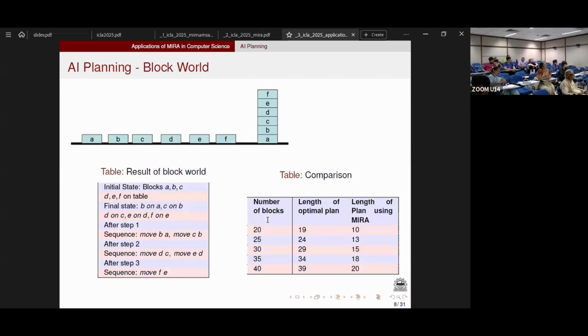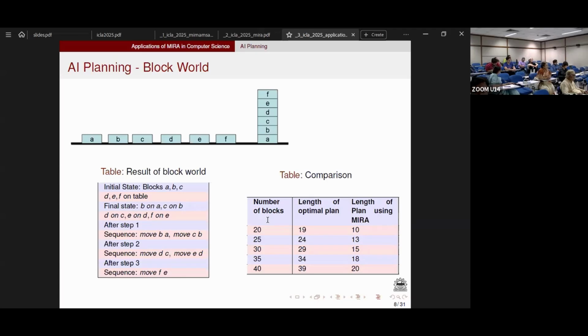One more example is the blocks world. This is a toy example and also a benchmark example in AI planning, where the initial state is a number of blocks kept on the table, from A to F. The goal is for the robot to stack one block on top of the other, from A to F. The left side is the initial state and the final one, A to F, is the goal. This is a simple comparison of how MIRA does and how STRIPS does. The length of the plan is the number of action steps the robot has to take. For 20 blocks, the length of the optimal plan according to ADL is 19, whereas ours is 10. So wherever it is less, the method is actually good.